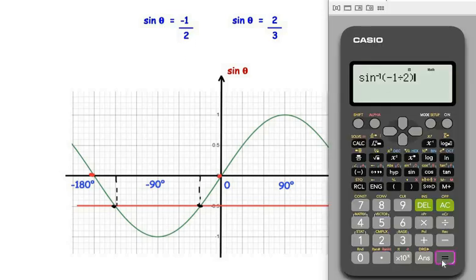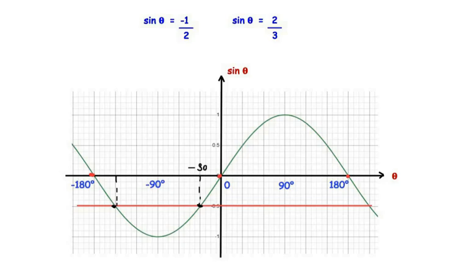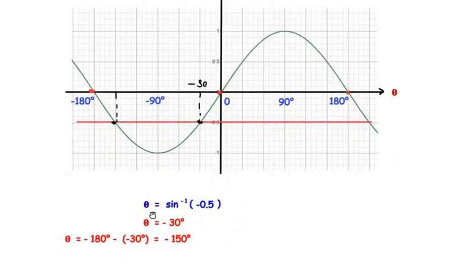So this is going to give us the value as negative 30. So this value is going to be negative 30. Now to get the second value over here, we can see that this point is just below minus 180. So we have to subtract this minus 30 angle which we have got from minus 180. So here we have written theta equal to sine inverse of minus 0.5 and that gives us theta equal to minus 30 degrees. That is the first value. And to get the second value, we are going to subtract minus 30 from minus 180. So minus 180 minus of minus 30 is going to give us minus 150 degrees. So this angle is going to be minus 150 degrees.